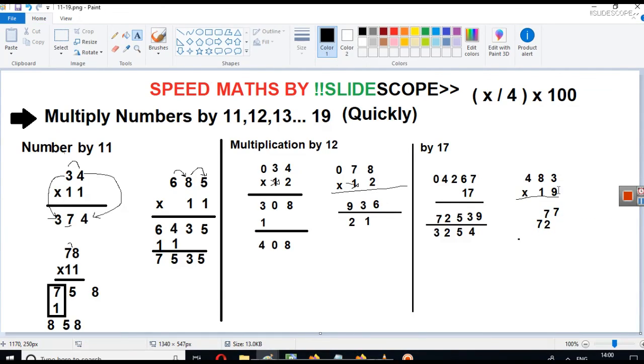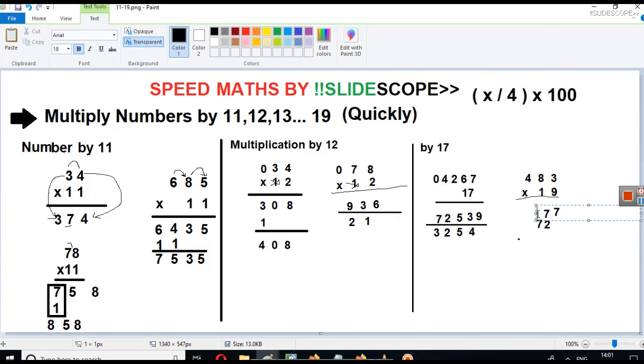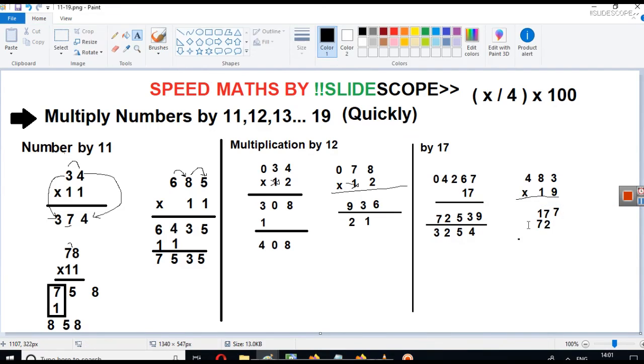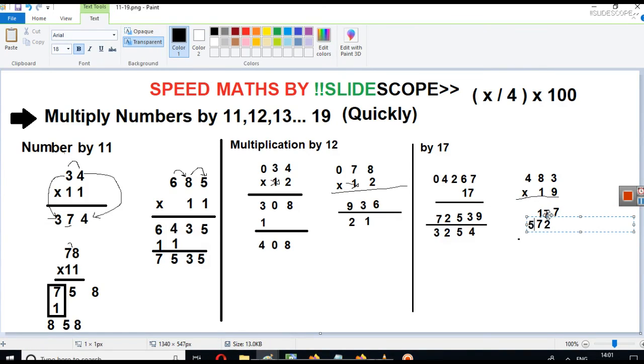Then 9 into 4 is 36. 36 plus 8 is 44 and 44 plus 7 is 51. So 1 will be written here and 5 will be carry. Then 9 into 0 is 0. 0 plus 4 is 4 and 4 plus 5 is 9. So our answer is 9177 here.